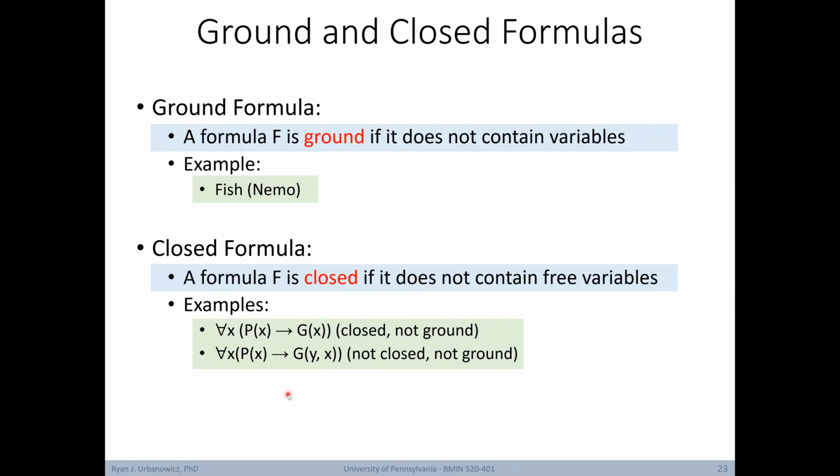Here's a couple examples. In these examples, neither is ground because they both have variables in them. However, the first is closed because it does not include any free variables. But the second example does have a free variable, therefore it is not closed.